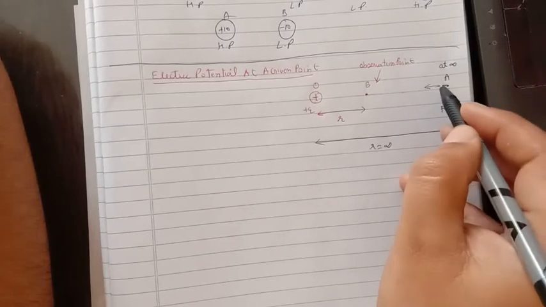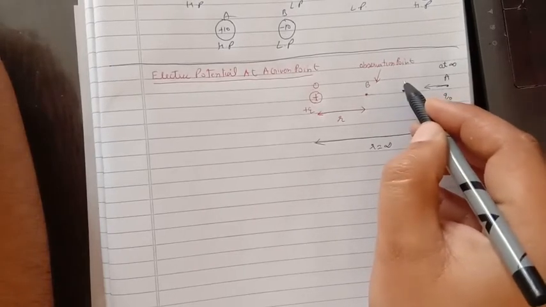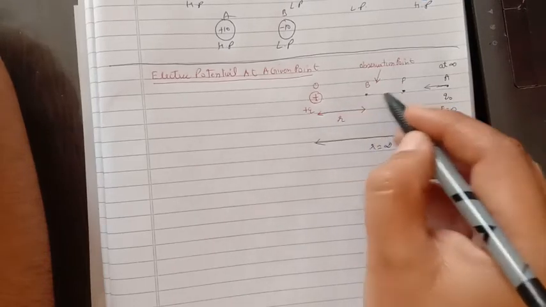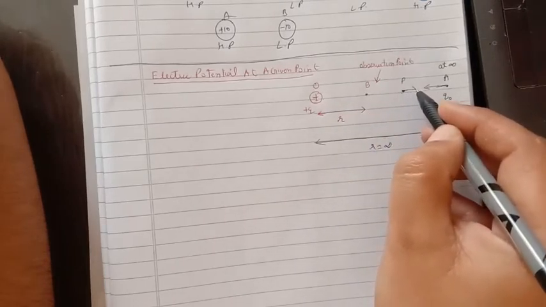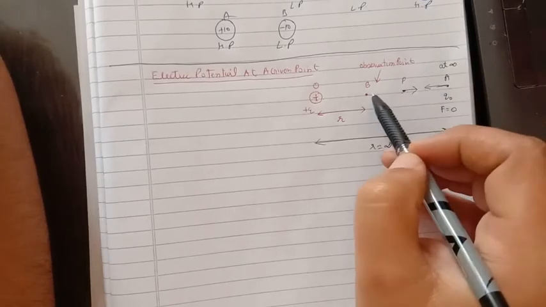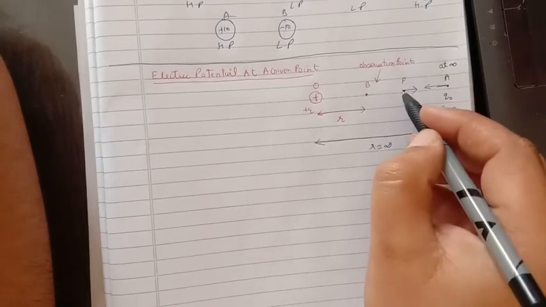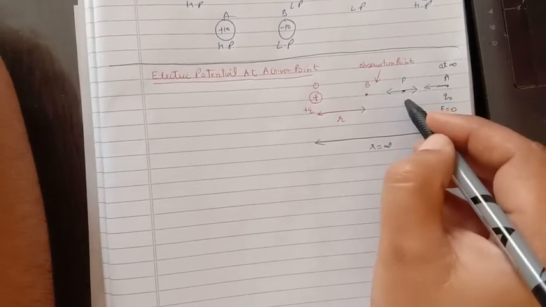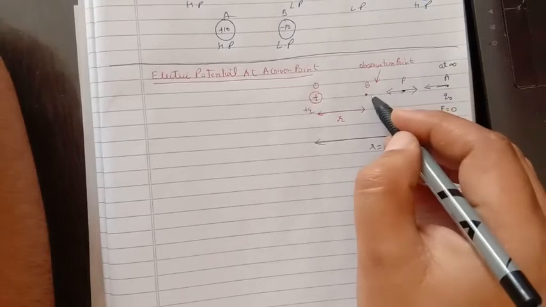Suppose while moving from A to B, it reaches any point P. At point P, Q is going to apply a repulsive force in this direction. So if we want Q naught to keep moving towards B, we have to apply an equal force at the point P, but in the direction A to B.